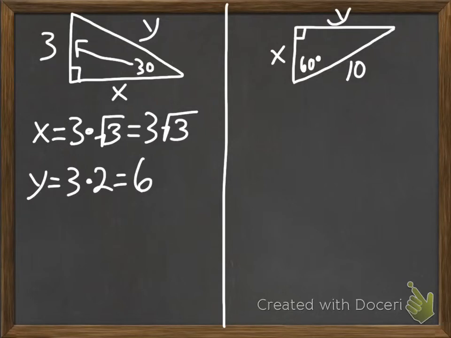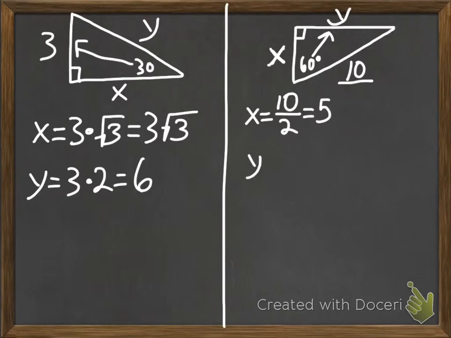On the right, x is our short leg because the 60 points to y. So first things first, we have to find the short leg before we can find anything else. And we know the hypotenuse. So to find the short leg, you take the hypotenuse divided by 2, and that gives you 5. So we know x is 5. So now we can find our long leg. We take the short leg times square root 3, and we get 5 square root 3.